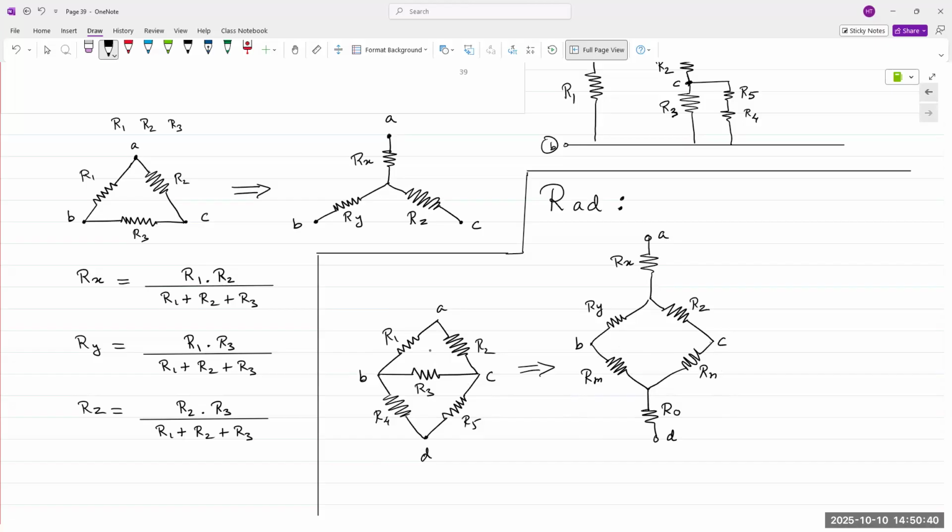And remember, when we were trying to find RBC, we said 4 and 5 are in series. But if we want to find RAD, we are measuring at D. So 4 and 5 are no longer in series. It's an important point to remember. Okay, if you're trying to find RAD, then we cannot treat 4 and 5 as being in series because you're measuring at that node.